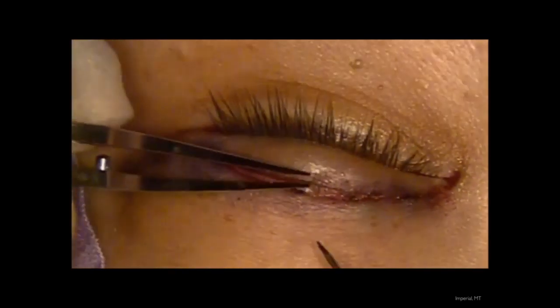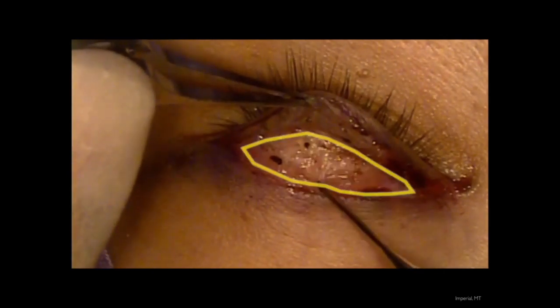Incision was done using a fine-tip cautery. Then dissection is carried out through the orbicularis down to expose the tarsal plate, which is seen here. You can use the fine-tip cautery or you can use your Westcott scissors. As you can see, we have already exposed the tarsal plate with these margins.